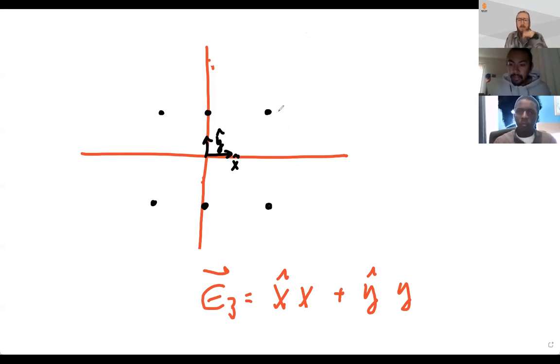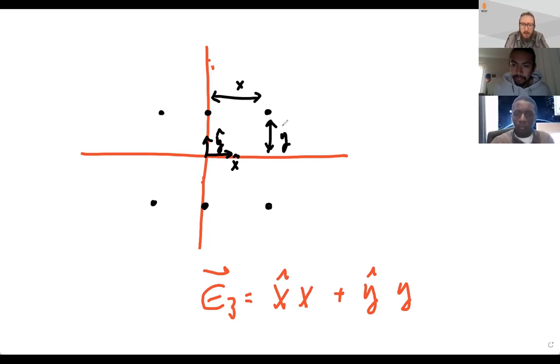Okay, so at this point right here, we see that the vector field that we draw would be in the x direction, x amount, and in the y direction, y amount. So this is generally, from here to here, this is some x, and this is some y, and this is not precise, but it looks like x is equal to y and vice versa, right? Does that look about right to you, approximately?